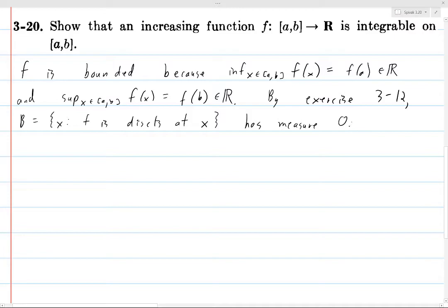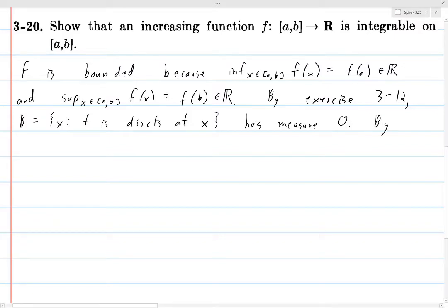And this I remember being more of a difficult exercise. Well, maybe not difficult, but it took more time to do. So this is where all the real work of this exercise is. It's in proving that the set of discontinuities of f has measure 0. But we already did that. We did that in the exercise set for the last section. All right.